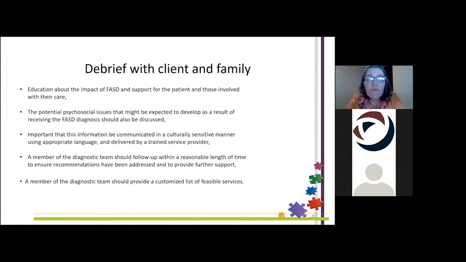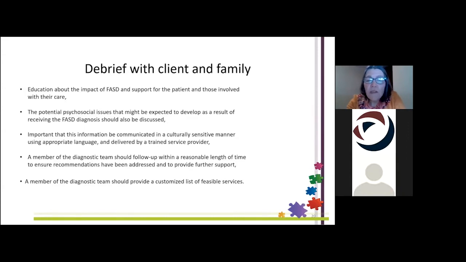Important that this information be communicated in a culturally sensitive manner using the appropriate language. And often there is a cultural knowledge broker or a cultural liaison that may be involved, especially if interpretive services may need to be provided.